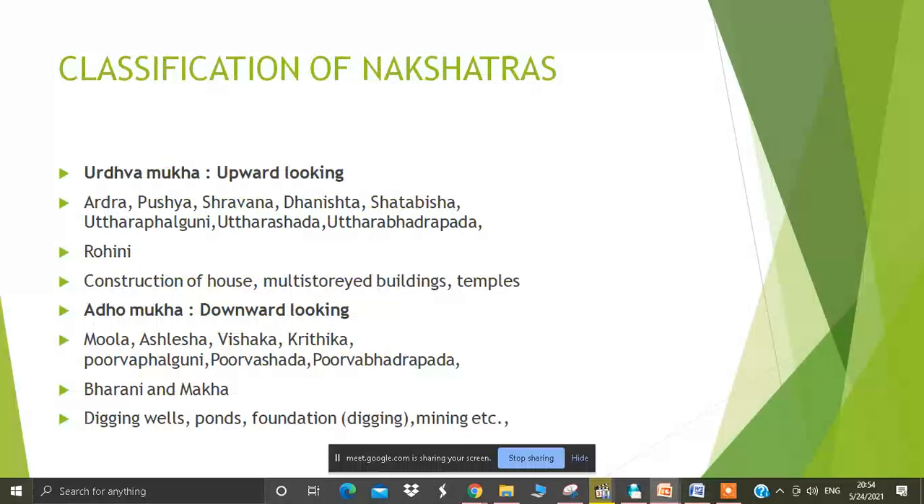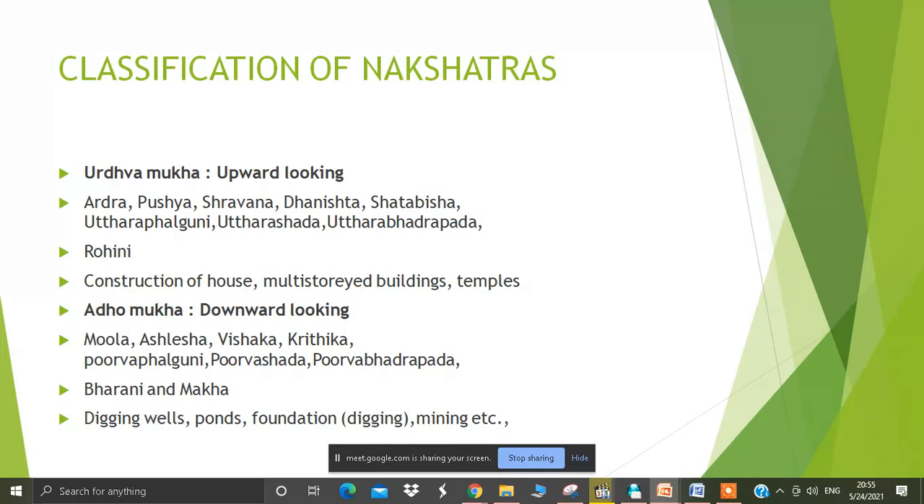And the nakshatras are again classified into different types. Urdhvamukha. The name itself indicates for what kind of work they are preferred. You don't even have to memorize which nakshatra to use for construction of a house or multi-story building; the name indicates the purpose of the nakshatra. All you have to remember is what those Urdhva nakshatras, upward looking, are: Ardra, Pushya, Shravana, Dhanishta, Shatabhisha, Uttara Phalguni, Uttara Ashadha, Uttara Bhadrapada, Rohini. All these are Urdhva, upward looking.